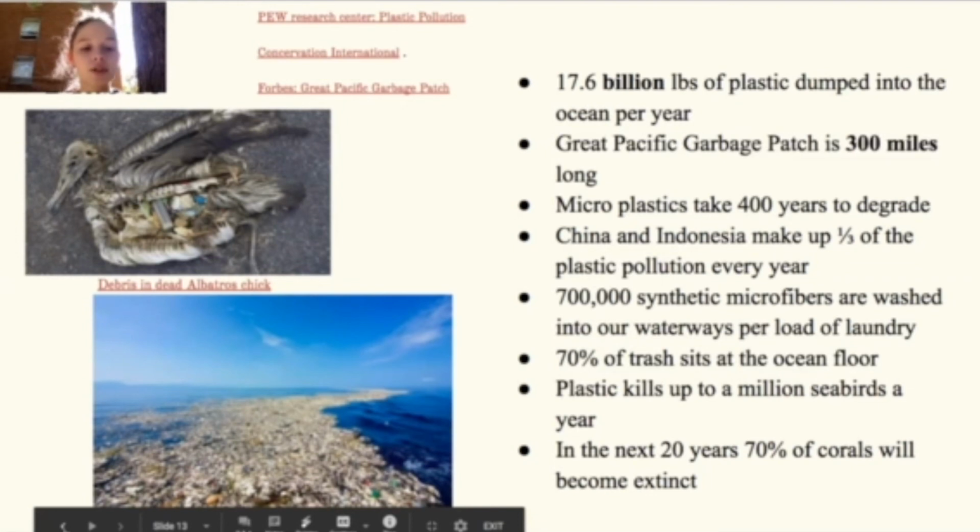Synthetic microfibers are washed into our waterways with every single load of laundry, and they take up 85% of beach trash. And the trash on our beaches alone kills up to 1 million seabirds per year.